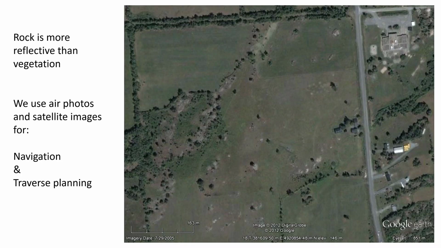Using air photos and satellite images is very useful for both navigation and traverse planning because rocks tend to show up on them quite well. Rocks are more reflective than vegetation, and you can see a few examples of what look to be rock outcrops that I've highlighted on this image.